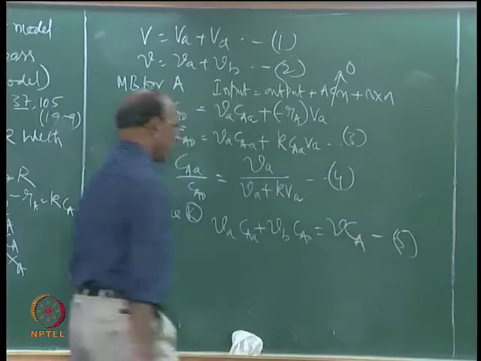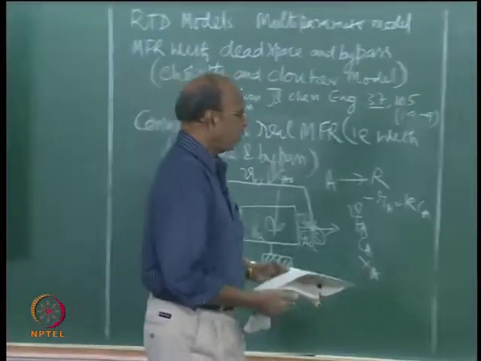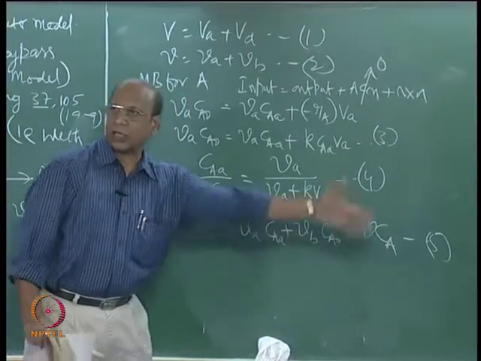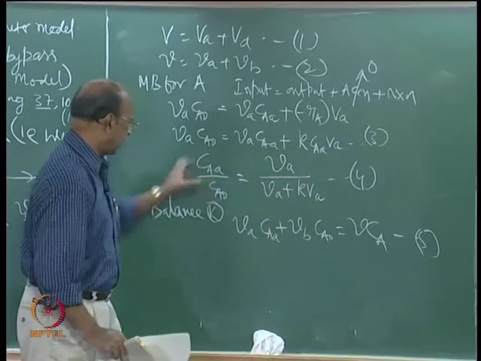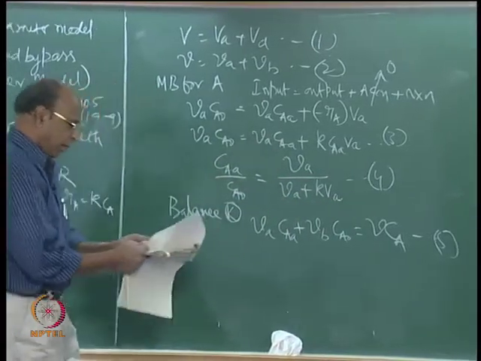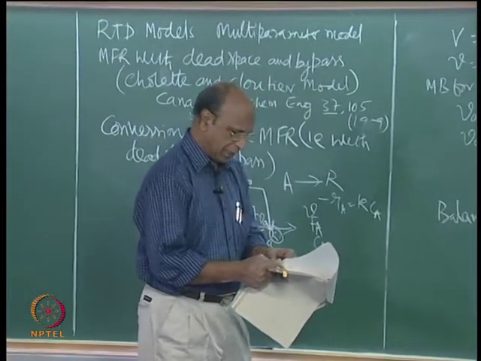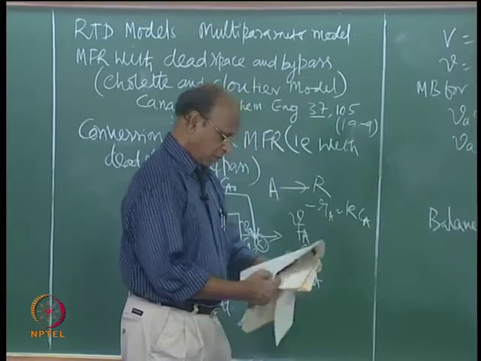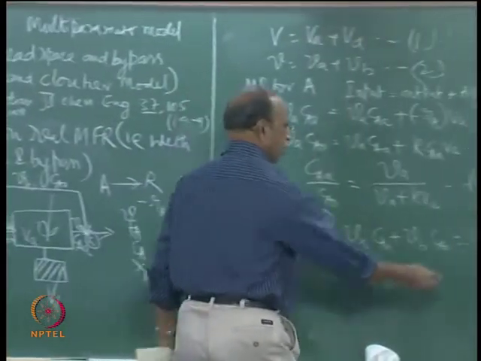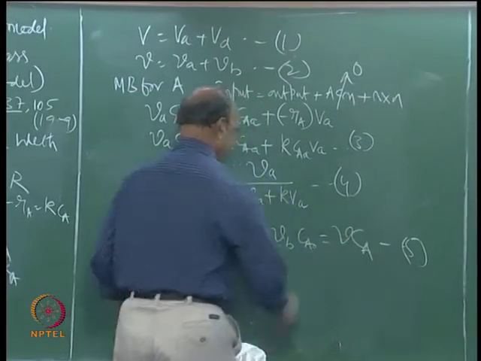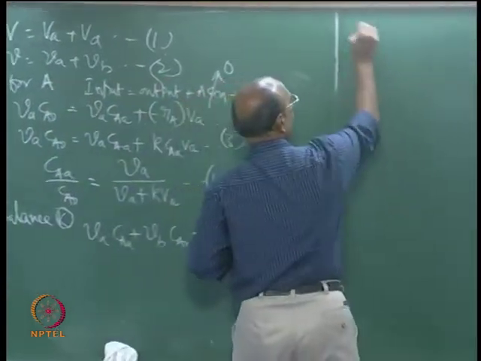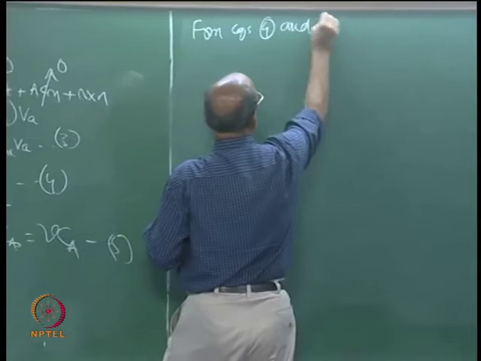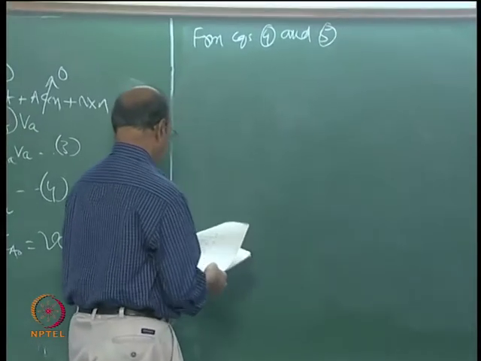So, as usual, we will now try to eliminate using this equation. Again, I have to write CAA by CA naught, so I divide by CA naught, and arrange in this fashion, as we have done already. I will just give the final expression for first order conversion. From equations 4 and 5, you have to show the algebra if I ask for it as a derivation.